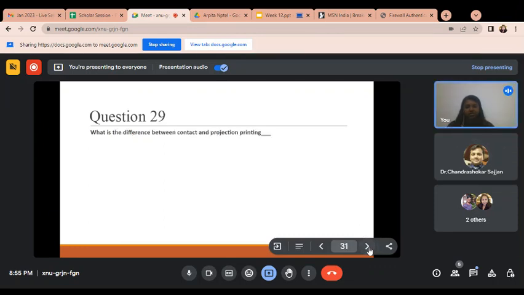And the next question is, what is the difference between contact and projection printing lithography? There are three types of optical lithography processes. The first one is contact printing photolithography, the second one is proximity, and the third one is projection printing lithography. So what is the difference between these types of printing lithography techniques? Do you know the answer? Or I will explain.